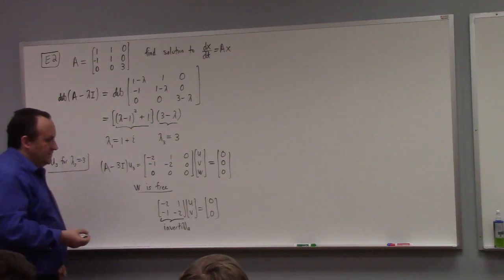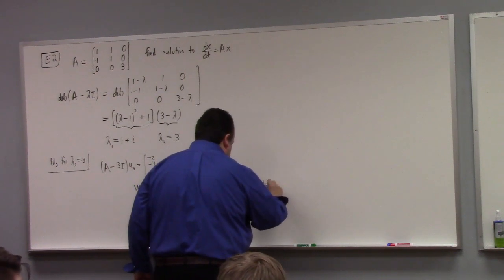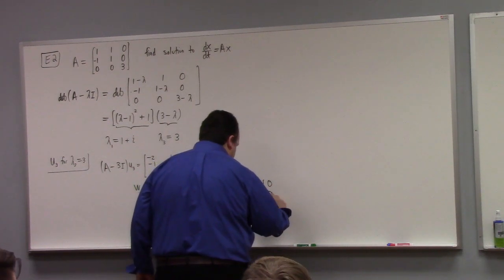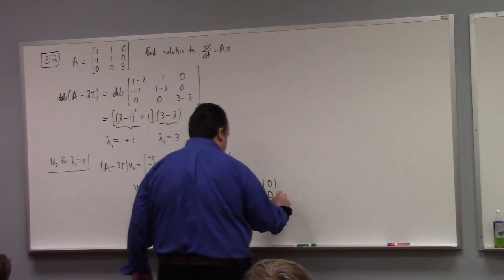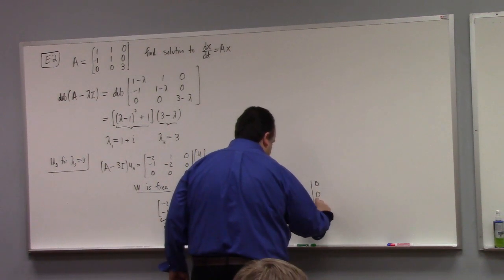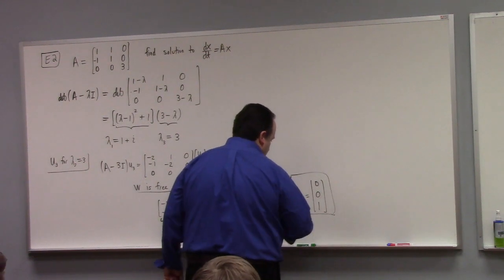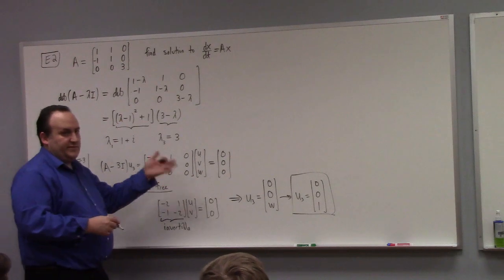So, hence, u3 is 0, 0, w. But we'll pick u3 equals 0, 0, 1, because we just need one. All right, so there's our eigenvector for eigenvalue 3, just 0, 0, 1.